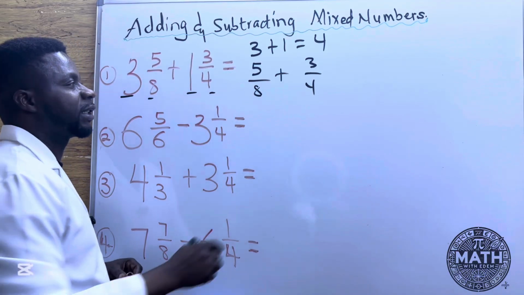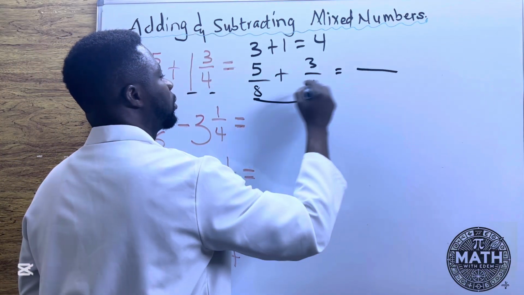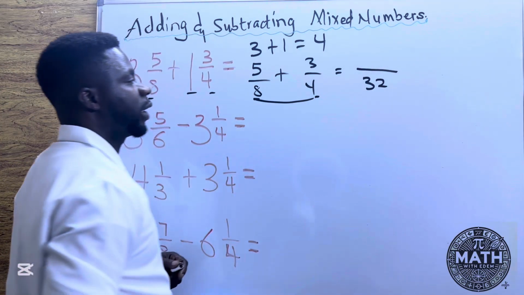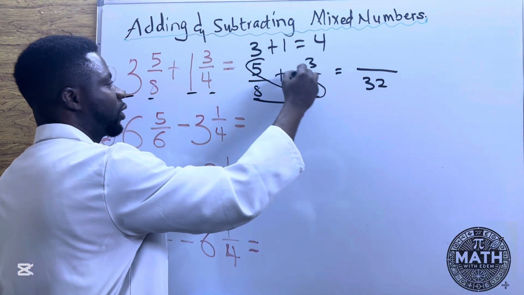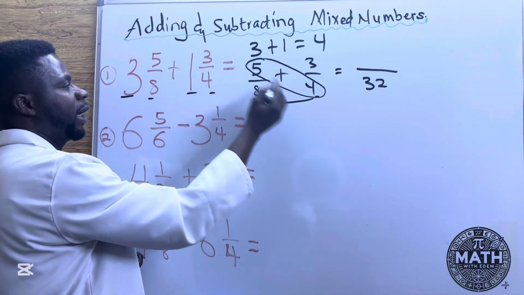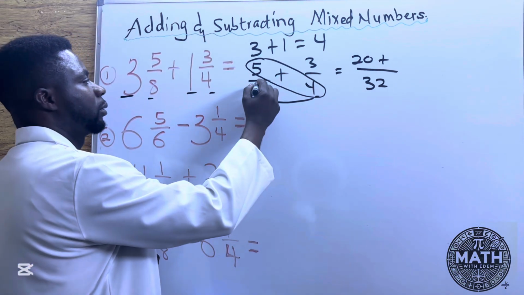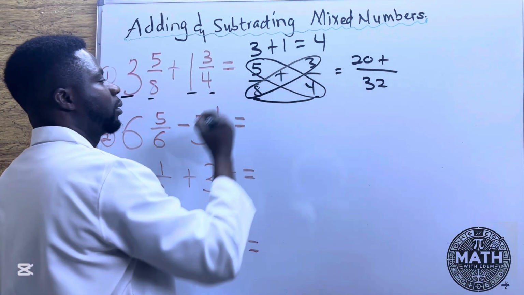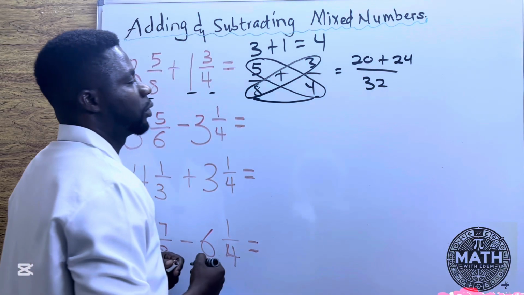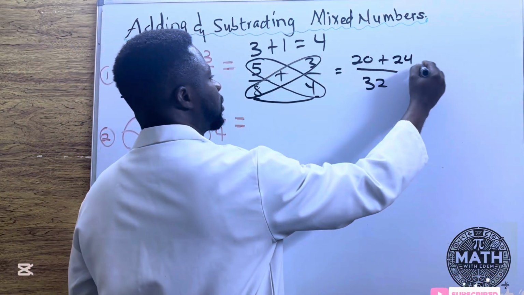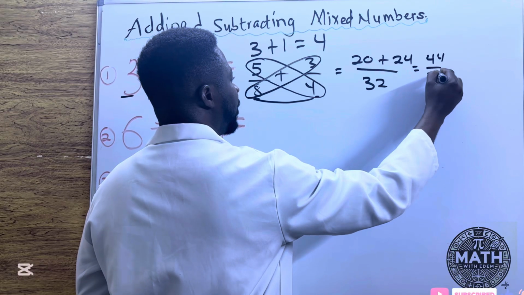So let us use the butterfly method. The first step is 8 times 4 gives us 32. And then the next step is to multiply the fractions diagonally. So 5 times 4 gives us 20. And then 8 times 3 gives us 24. So I'm adding the two fractions. So 20 plus 24 gives us 44 over 32.